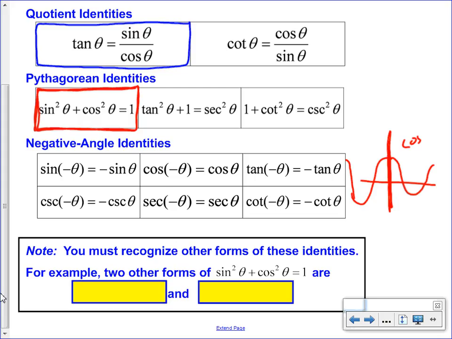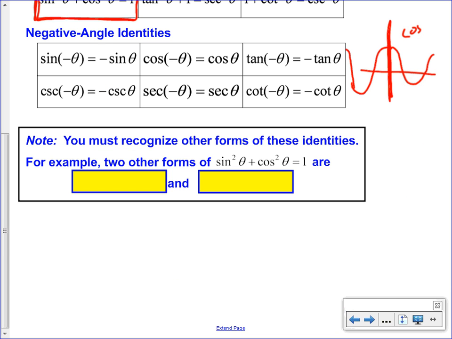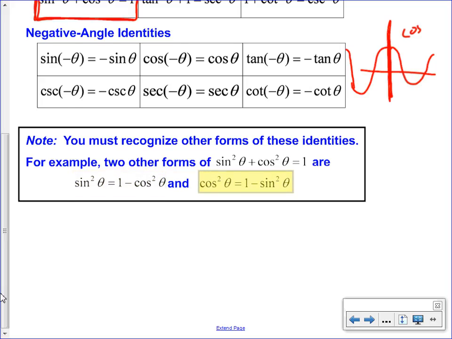Here's what I'm talking about with manipulation. Sine squared plus cosine squared equals 1. You must be able to manipulate that in your head and see it in a different form. Here's all you have to do. If you subtract sine squared from both sides, you're left with cosine squared equals 1 minus sine squared. So you can solve for sine and you can solve for cosine. And the beautiful thing is you can substitute that form into a different part of the equation.